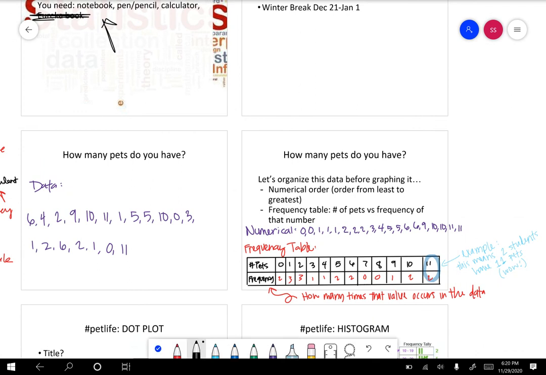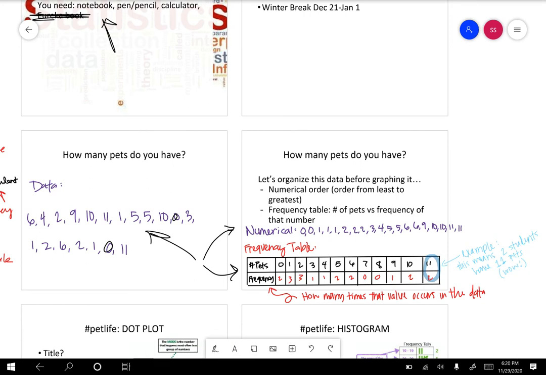So I just took this data over here to make these two representations of the data. So numerical order, right? We just start with the least. So 0 and 0, right? 2 zeros, 3 ones, 3 twos, etc. So numerical order is just least to greatest.